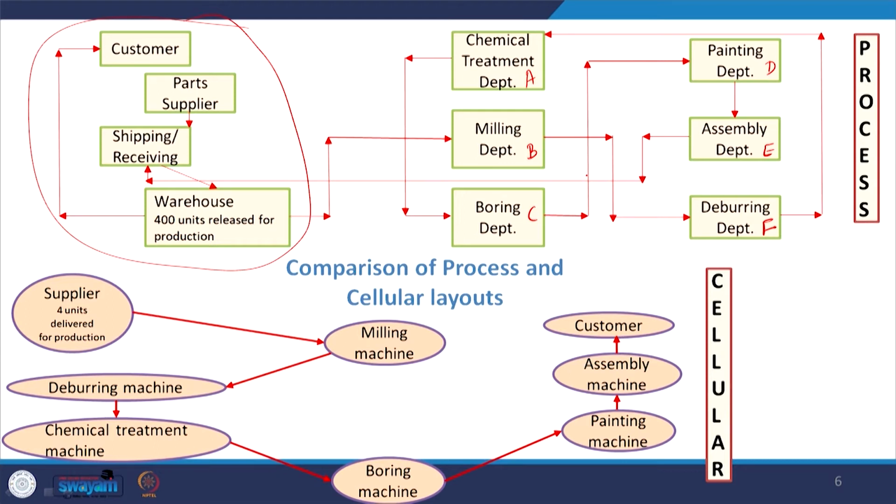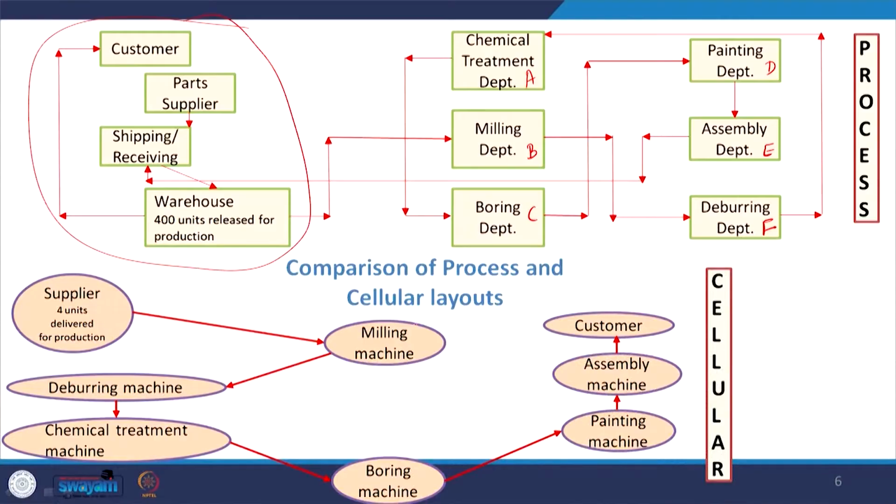In the case of cellular layout, what we are doing is that we will make the system in the form of cells, and here you see that different cells are there, and these cells are like you have the milling machine, then deburring machine, chemical treatment, boring machine, and then painting assembling section. Now, what we are doing is that these crisscrossing of arrows are not happening in case of cellular layout. So, when crisscrossing is not happening, it gives you a feel of product layout.